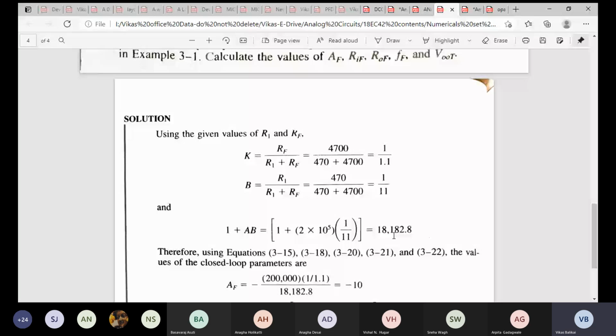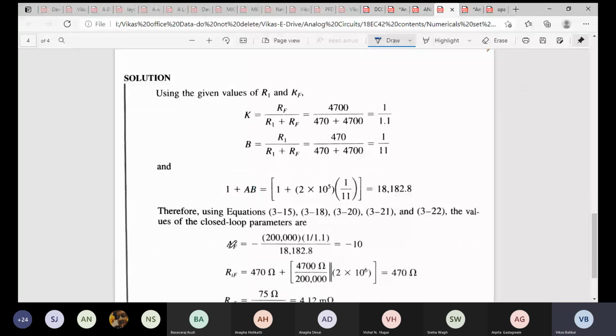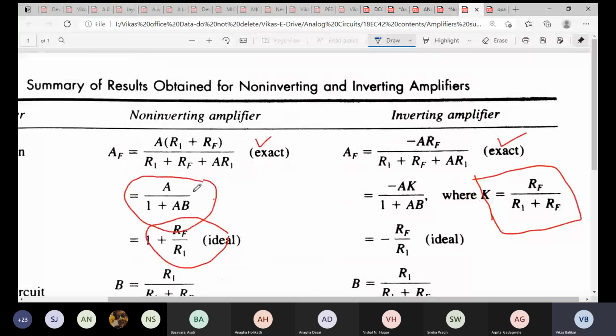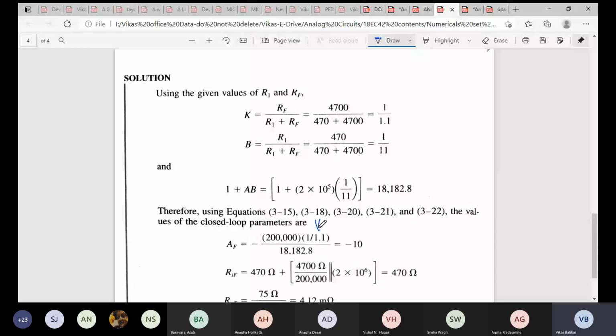So I obtain it. Now let's try to find the gain equations. What is the gain equation now? AF in terms of the opamp: earlier we used A divided by 1 plus A beta. Here, in the same place, it is A multiplied by K divided by 1 plus A beta. So this is my K and this is my A, whole divided by 1 plus A beta, which you already calculated. If I do these things and calculate, my AF value will be minus 10. So this is my AF value.